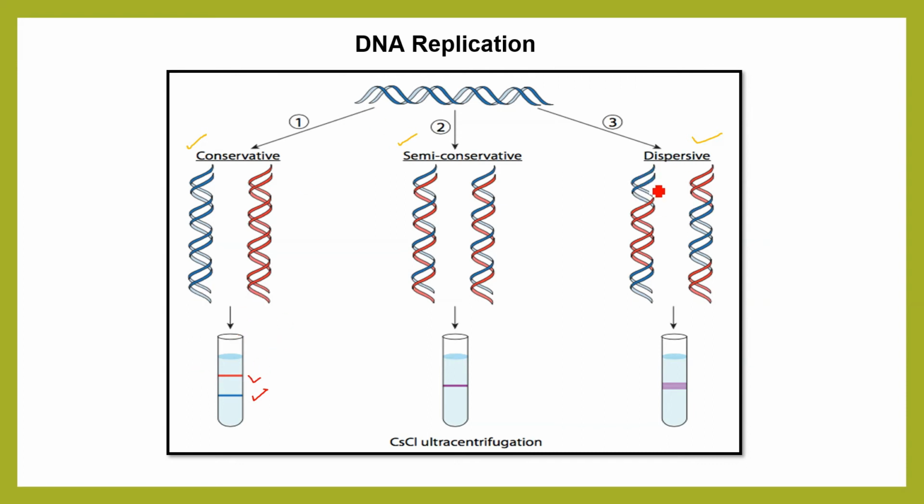It means both of them are conserving themselves. Now when you talk about the dispersive, you can see blue, red, blue. Here you can see it's intermingled, that is, it is mixed, dispersed between each other. Semi-conservative, you see, one strand is of blue color, another is of red color. It means both have conserved themselves semi, that is, halfway. This ultracentrifugation is done in cesium chloride. In that only you can see this band sort of structure.